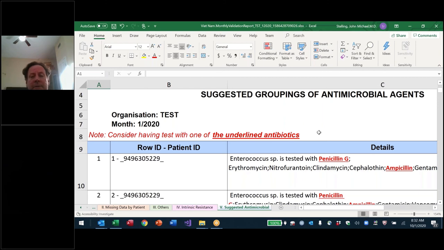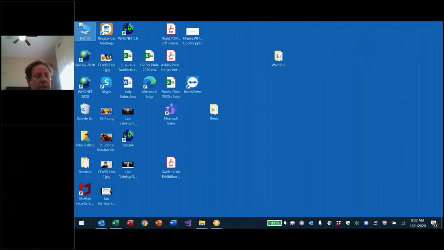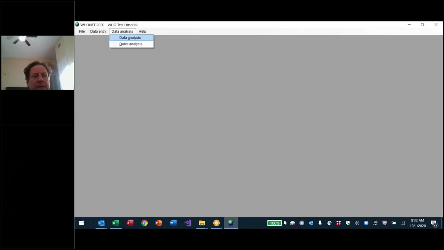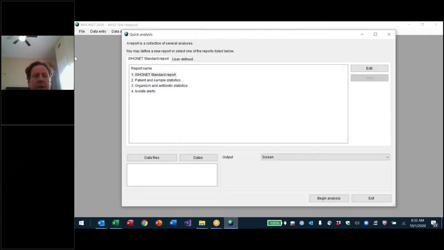So when you go to the web interface, this is very nice. The facility can see their own results. So we're not ready for a web interface yet in Ethiopia, but you are ready for the WHONET standard report. I have shown you the WHONET standard report in the past. I go to WHONET 2020. I go to WHO test hospital. I go to data analysis. Quick analysis. You see here four standard reports.